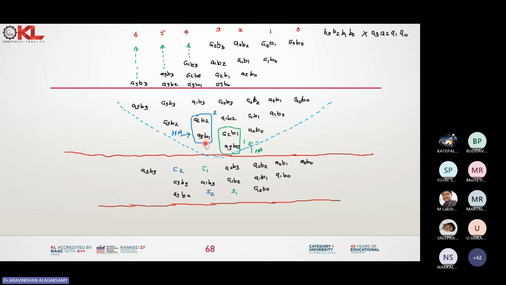And what about this number? A1 B3 as it is. Then because of these two additions, what will happen? Sum 2 will be available. I will write S2. And because of S2, what will happen? Carry 2 will be available. So I will write carry 2, A3 B2, then A3 B3. Any doubts on this?